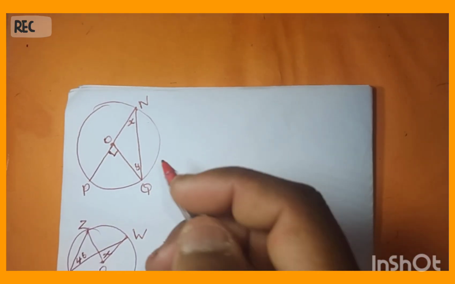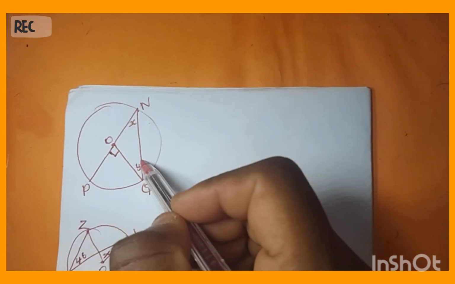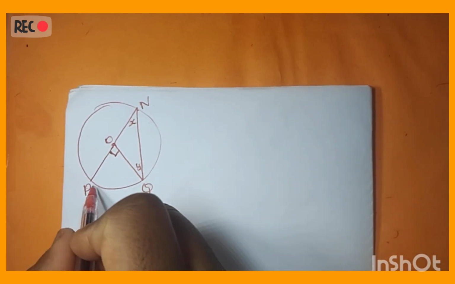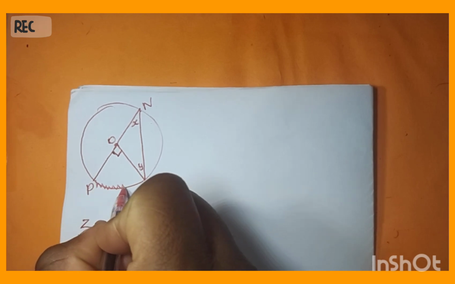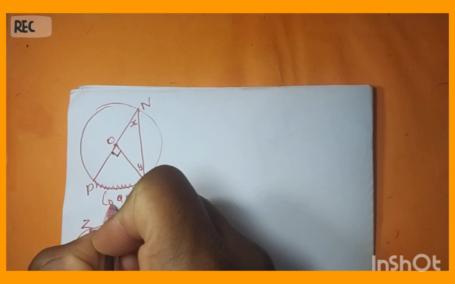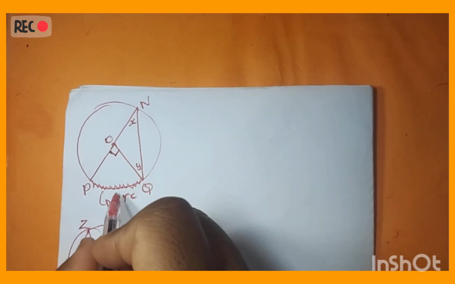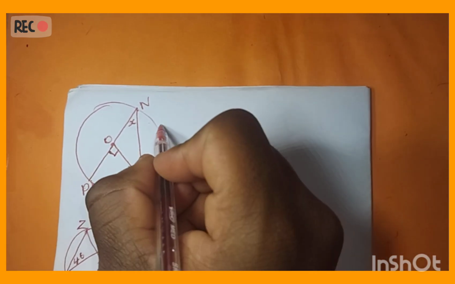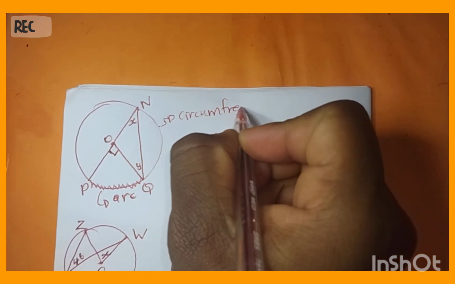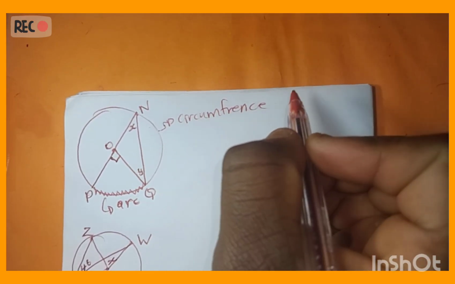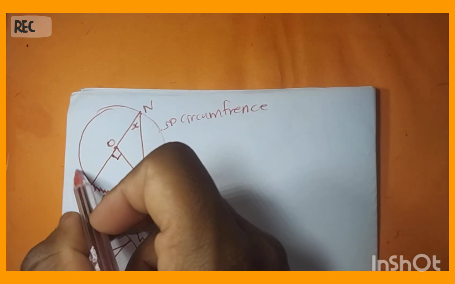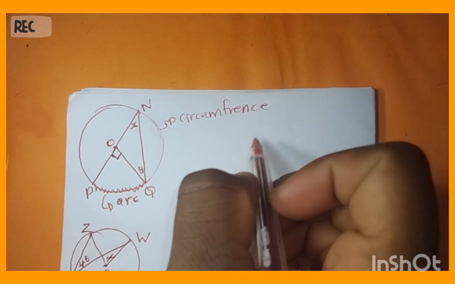For you to solve X or Y, straightforward, what you should do then, here you can see that you got the arc. The arc, guys, is a small portion of the circumference. It's a small piece of the circumference. A circumference, guys, is the line that forms a circle. The line that forms a circle, that's a circumference.